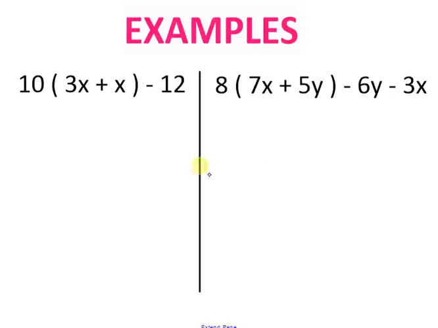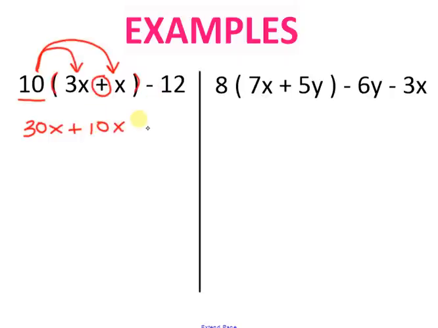Okay, let's try two more. Find your parentheses. Here they are. Find the number outside, here it is, and then distribute. 10 times 3x is 30x. Bring down your plus. 10 times x is 10x. Okay, and rewrite the rest of the problem, minus 12.